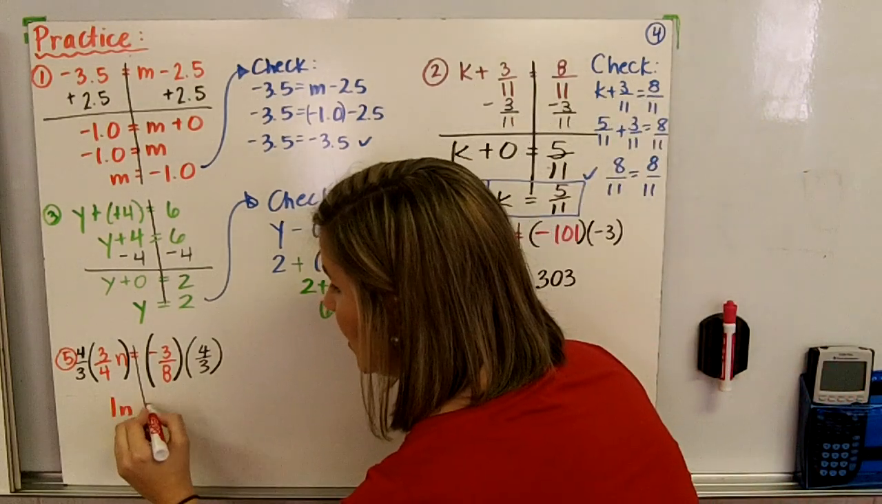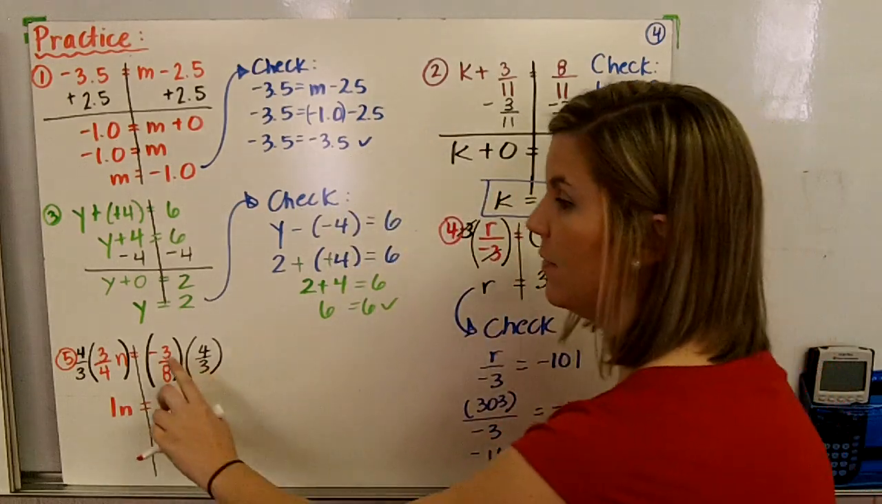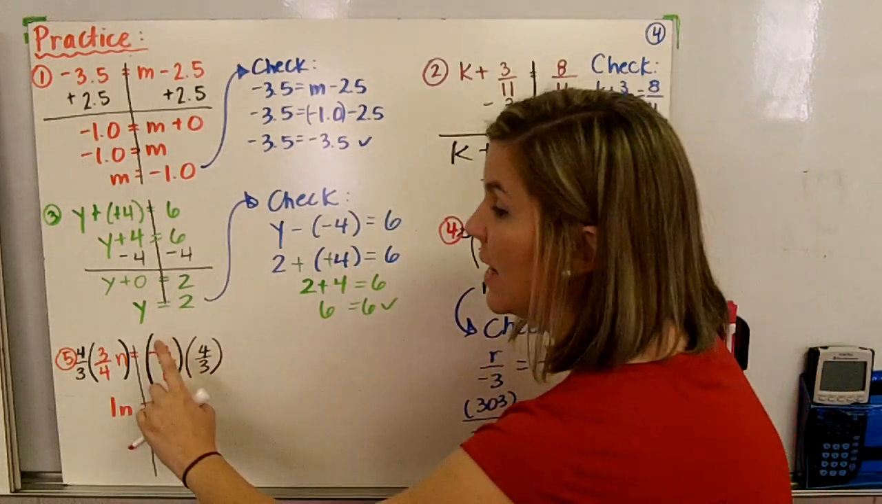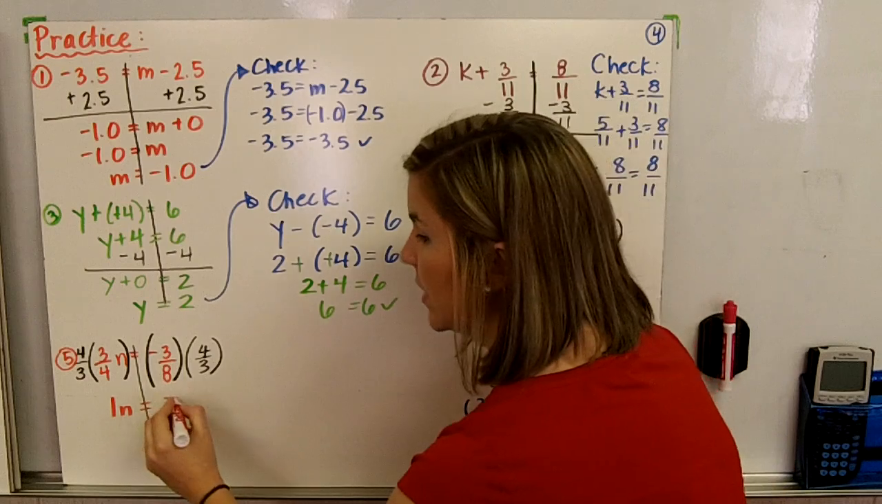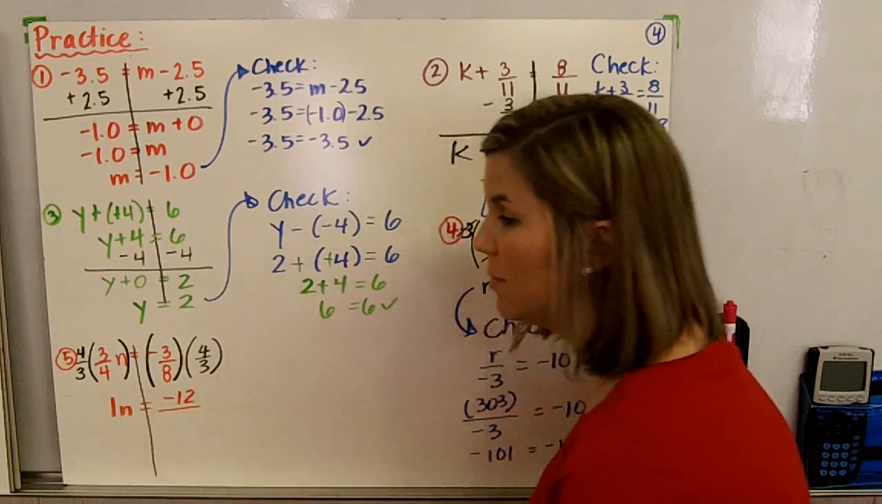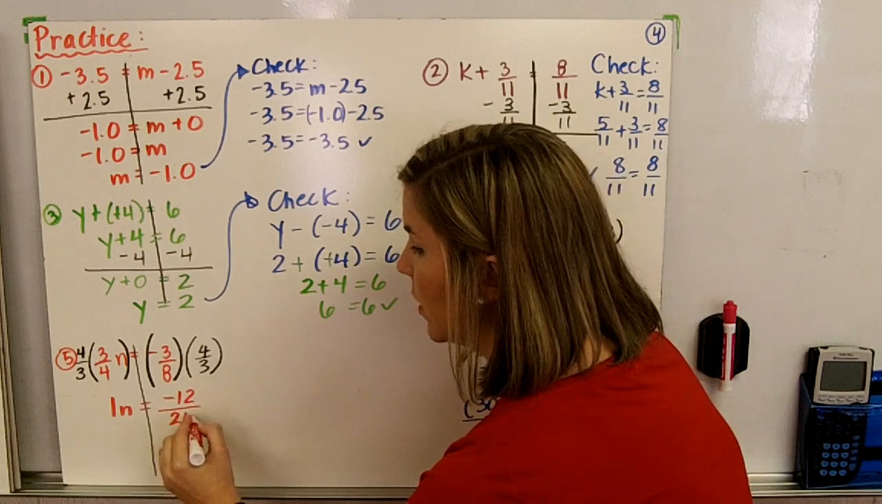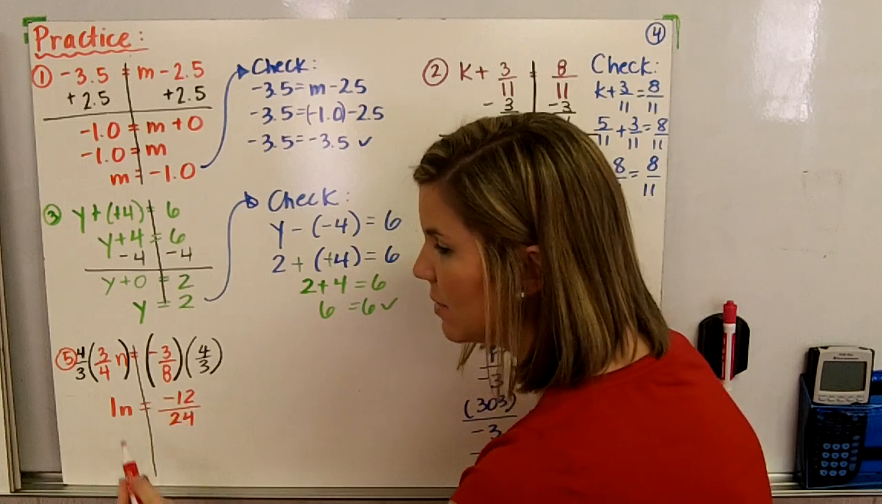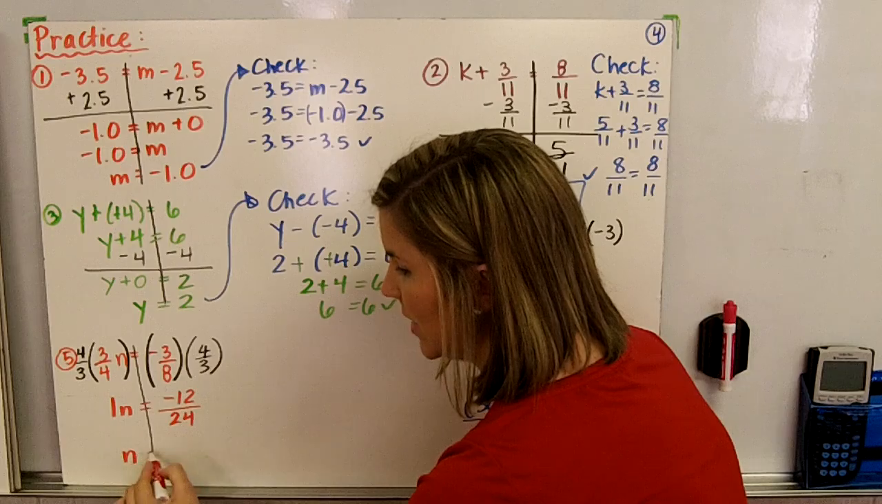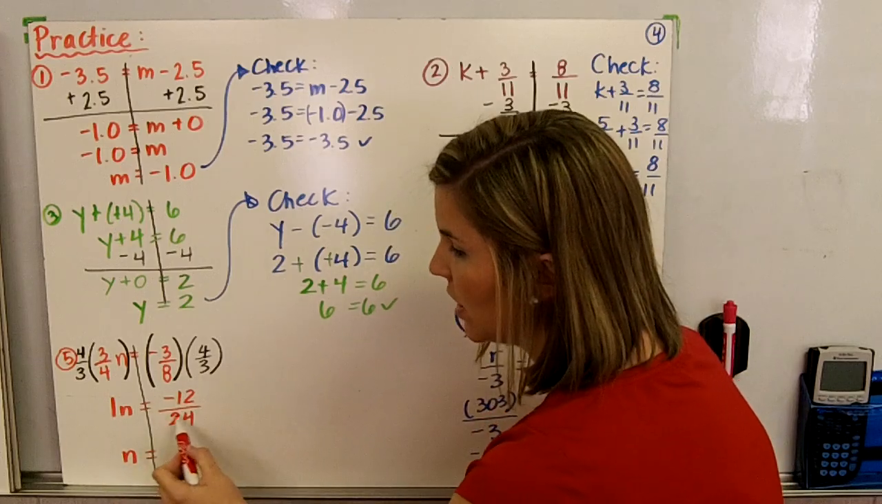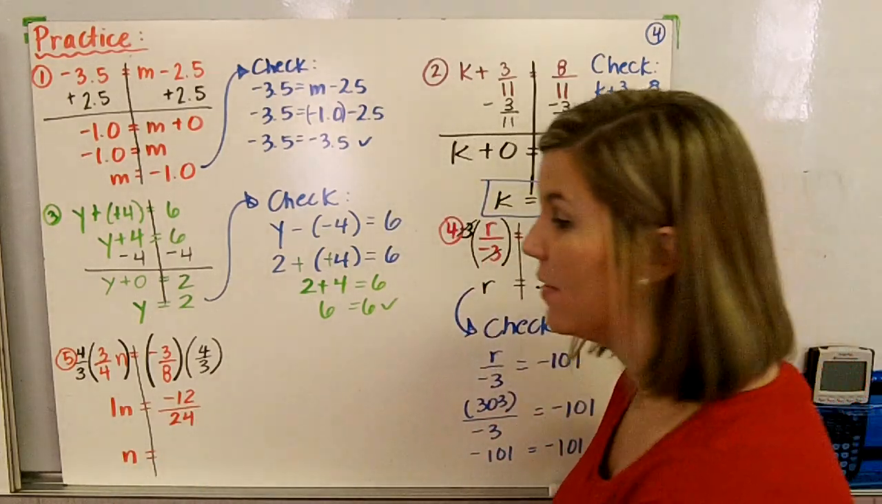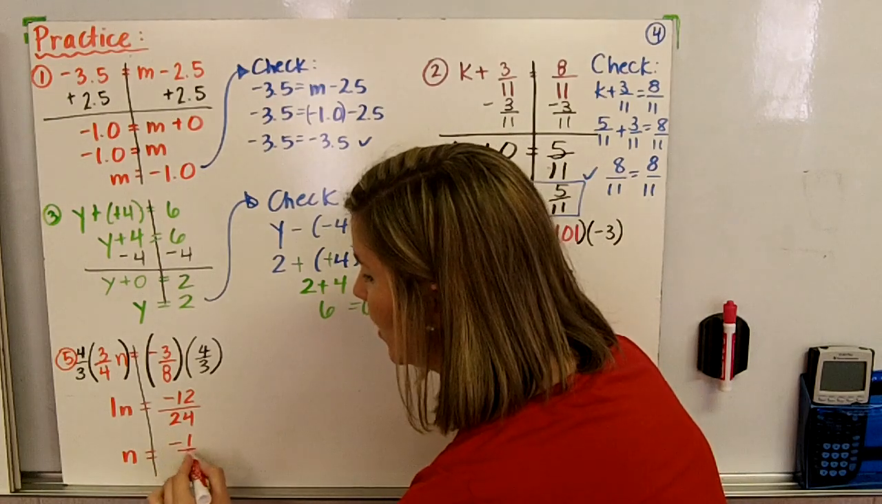So 1 times n. Now I have these two fractions to multiply. -3 times 4 is -12. Remember, you multiply tops and then you multiply bottoms. 8 times 3 is 24. Now let's simplify. 1 times n is just n. -12 divided by 24. You can simplify this fraction to -1/2.